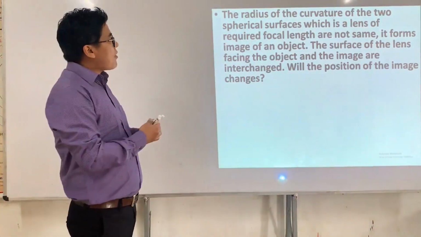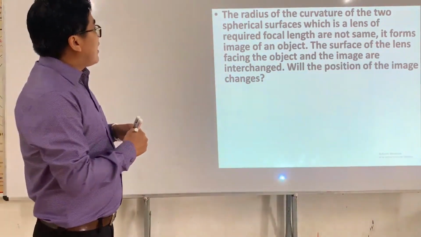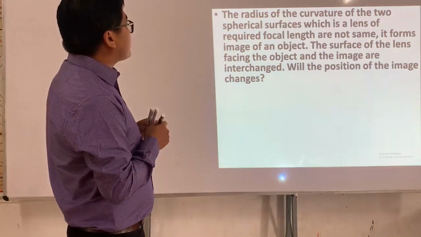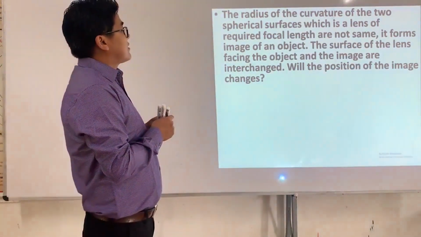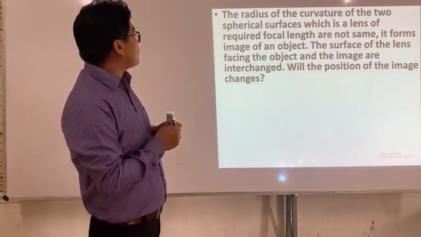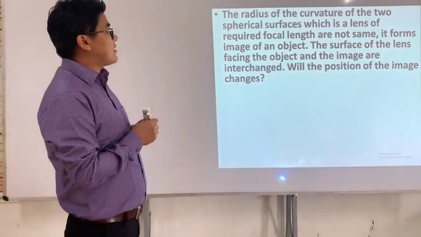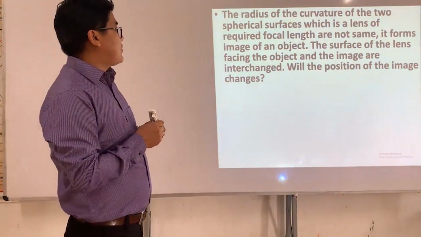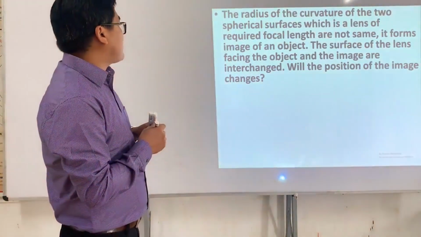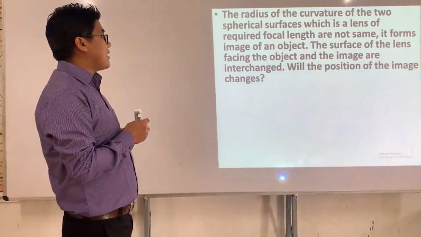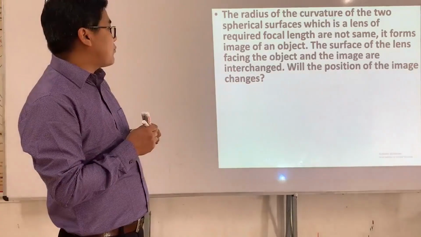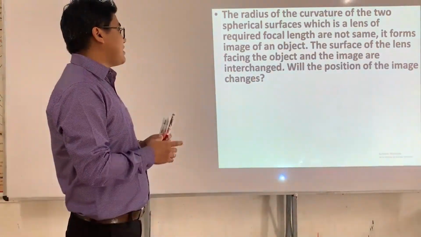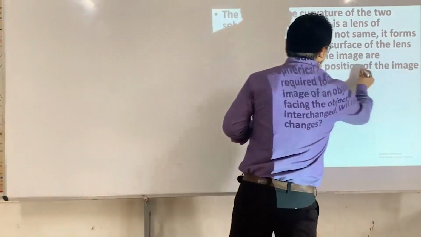The first problem: the radii of curvature of the two spherical surfaces of a lens are not the same. It forms an image of an object. If the surfaces of the lens facing the object and the image are interchanged, will the position of the image change? This is the question.